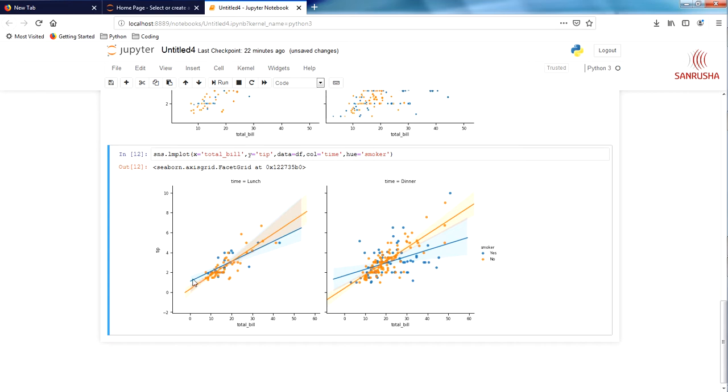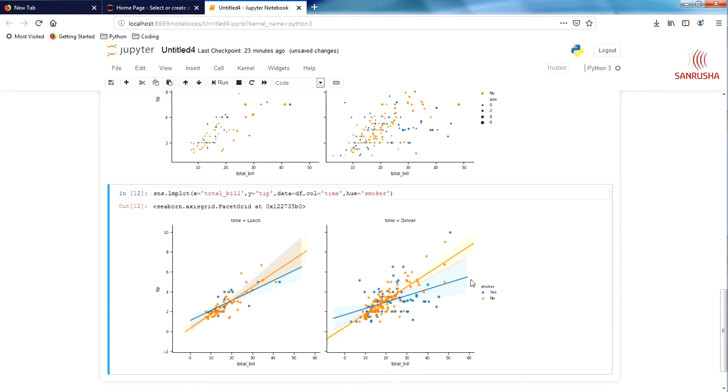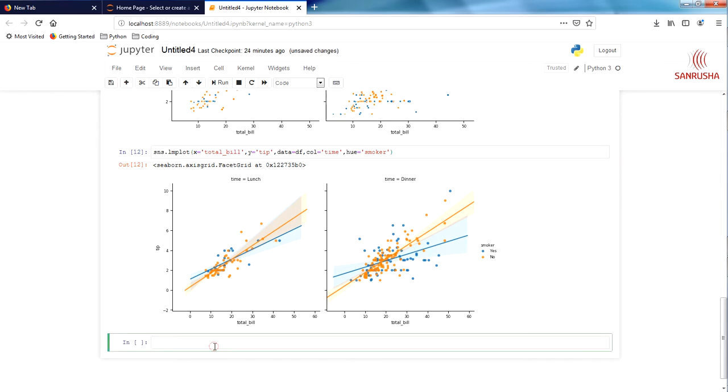And there is a pattern. The person who smokes, if the bill amount is less, gives relatively more tip. But as the bill amount increases, the tip given by a smoker reduces compared to the person who is not smoking. So now we got a very good insight in this data based on whether the person is a smoker or not. So far we understood normal distribution, the tip amount is more based on the total bill, and now we understand that if the bill amount is high, it's better to serve a non-smoker if you are looking for a good tip.